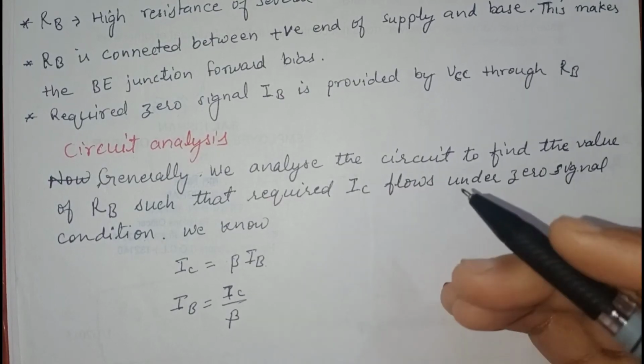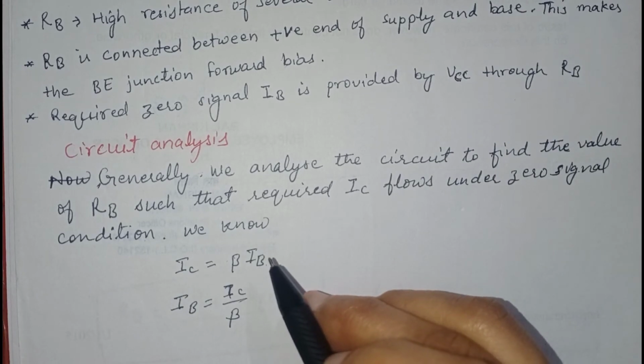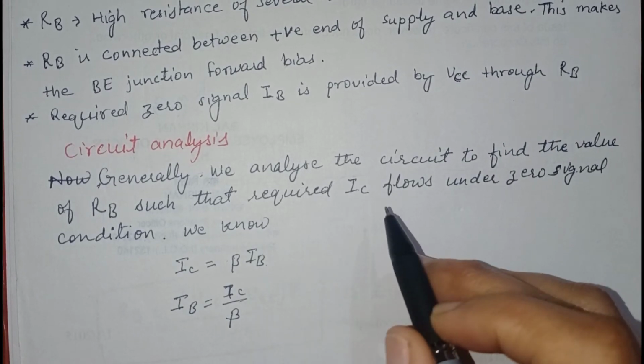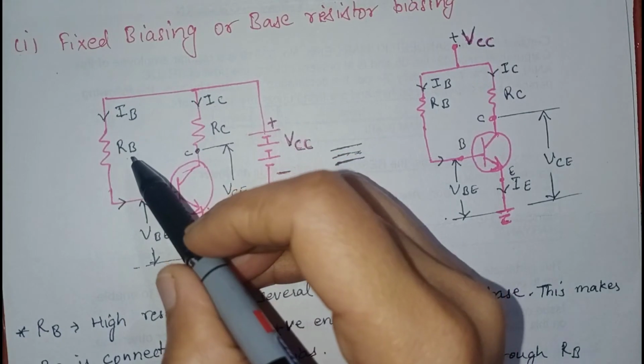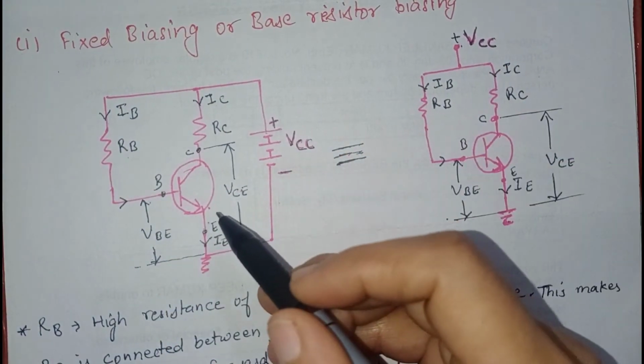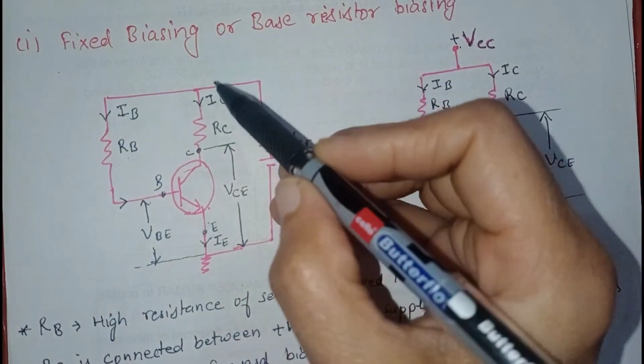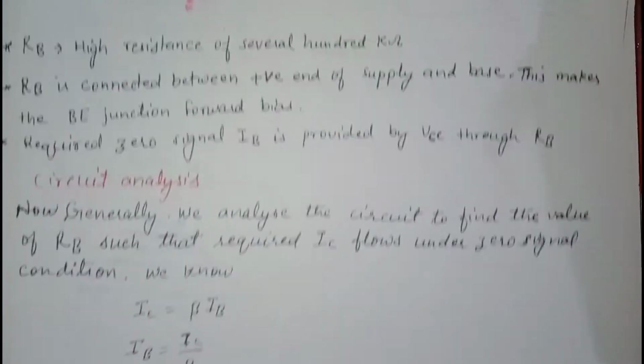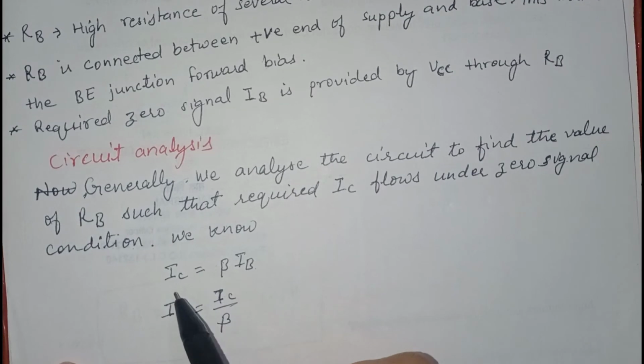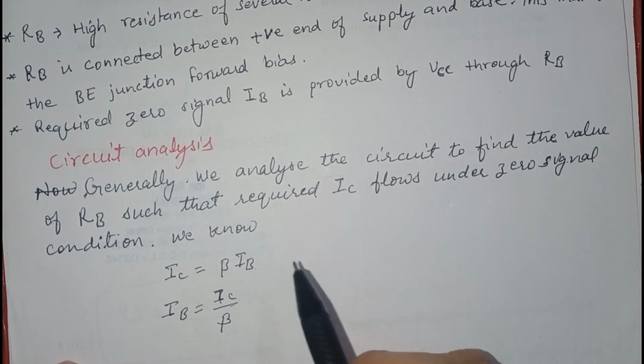Now we will analyze the circuit. Generally the circuit is analyzed to find out the value of this RB. As we know, this is the common emitter configuration, so the relation between IC and IB is given by this equation. IC equals beta IB. So IB equals IC upon beta.